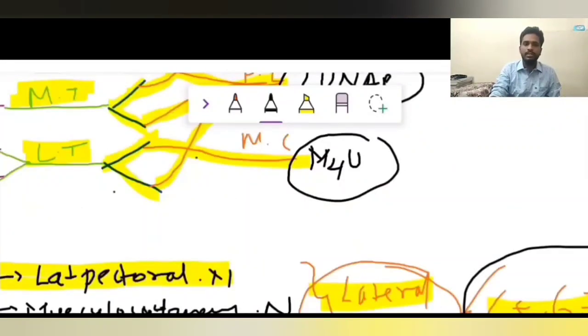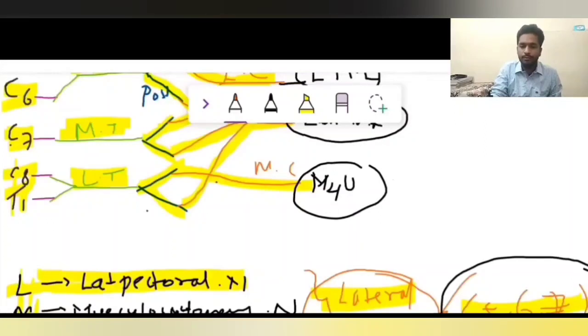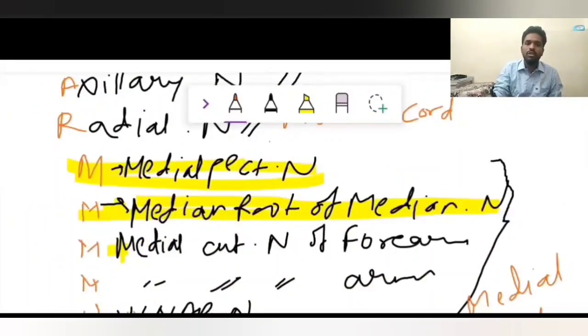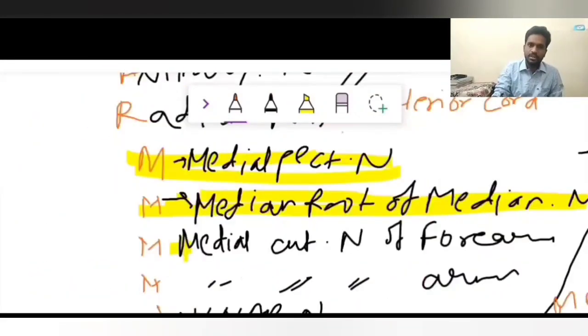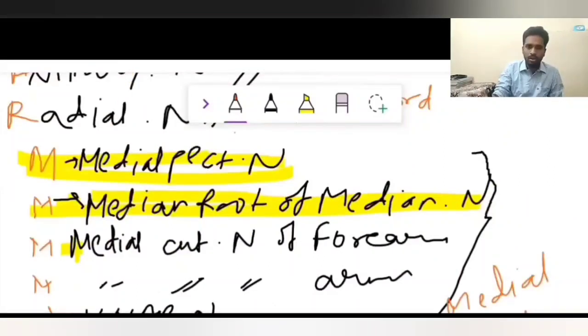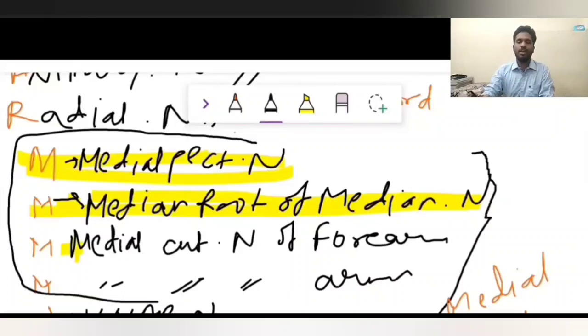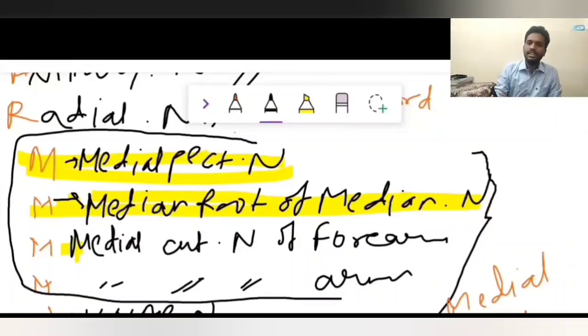So medial cord, if you trace this M4U back, the medial cord is coming from the anterior division of the lower trunk, which has root value C8 and T1. For all of this M4U there is an exception, so we will remember that for the medial cord M. All these four M's have a common root value, that is C8 and T1.